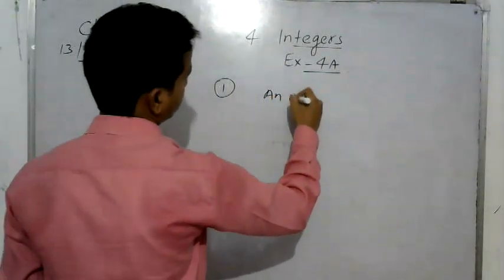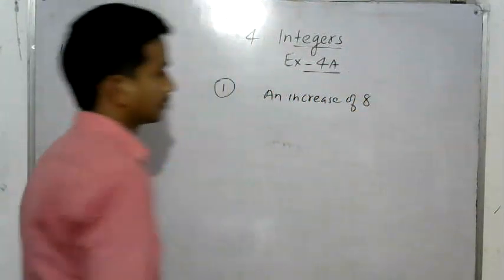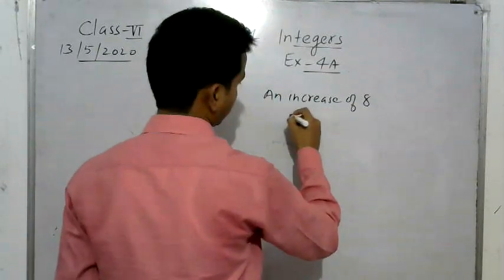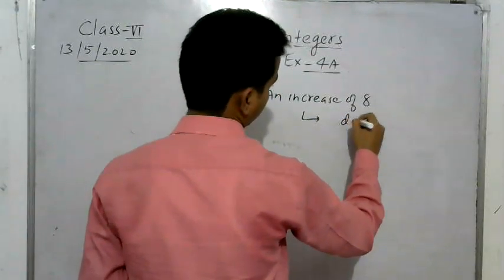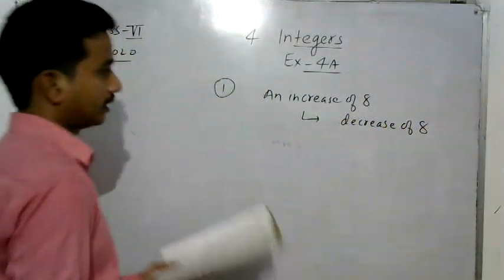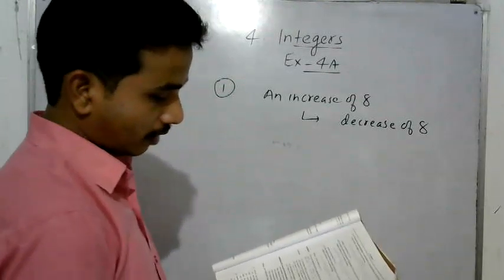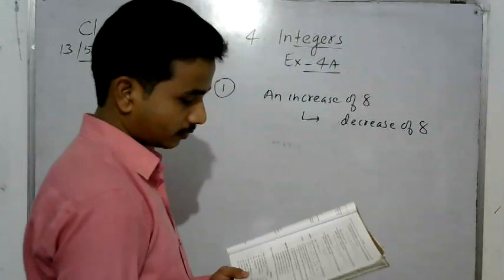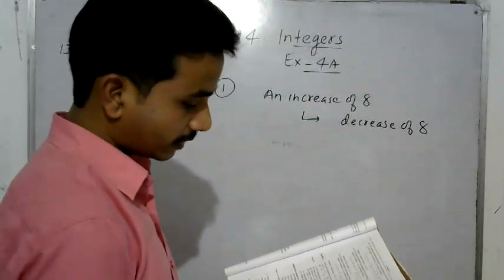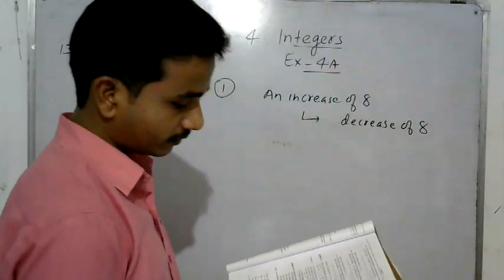So what is the opposite of an increase of 8? Its opposite is a decrease of 8. An increase of 8, the opposite is a decrease of 8. A loss of rupees 7, so what is its opposite? A gain of rupees 7. Gaining a weight of 5 kg, its opposite is losing a weight of 5 kg.